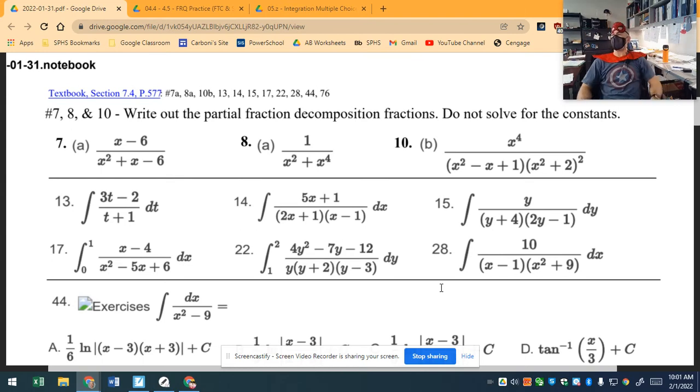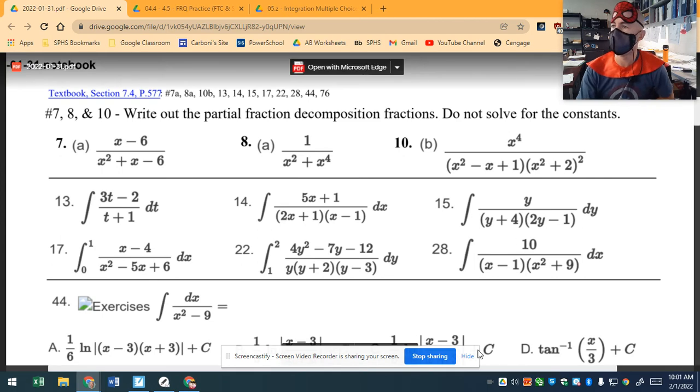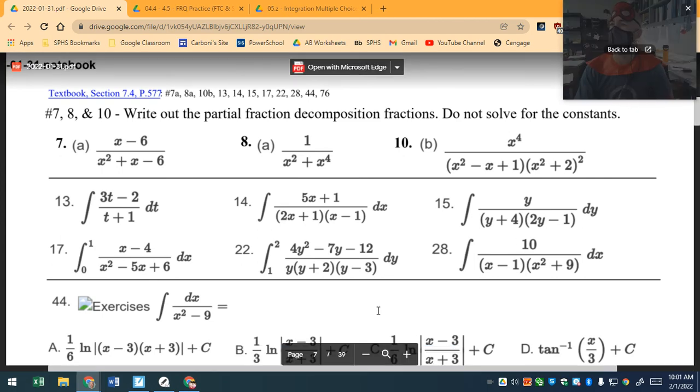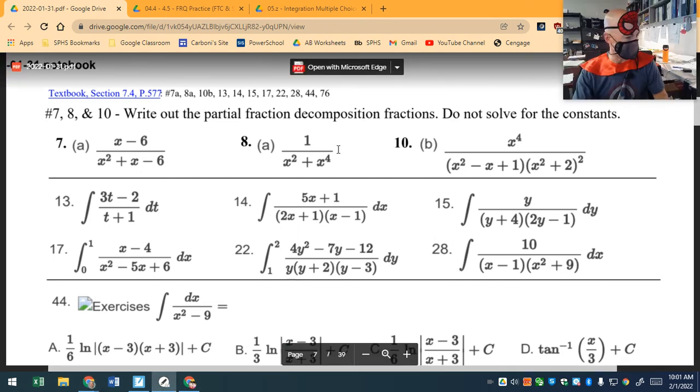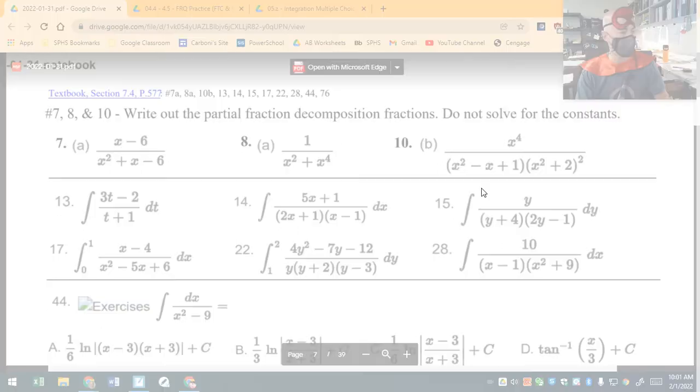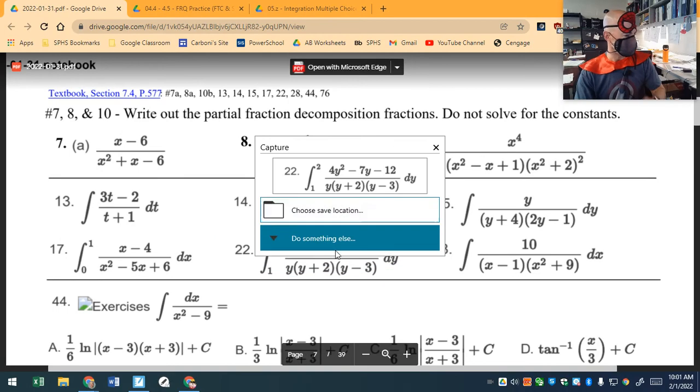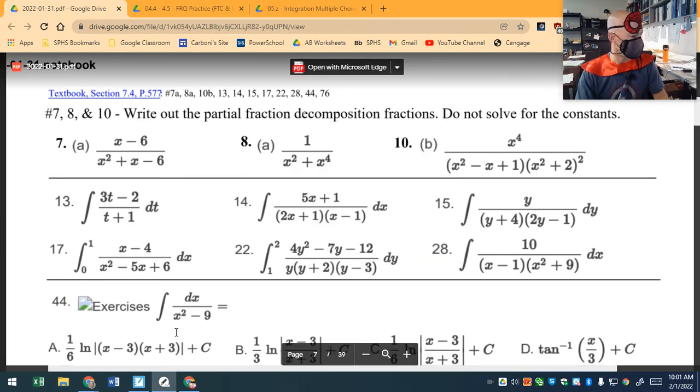Any questions on 13, 14, 15, 17, 22, or 44? 22. And 22 is going to be the worst one. Not only do you have to solve for 3 letters, but you also have to evaluate when you are done. So let's look at this new page.